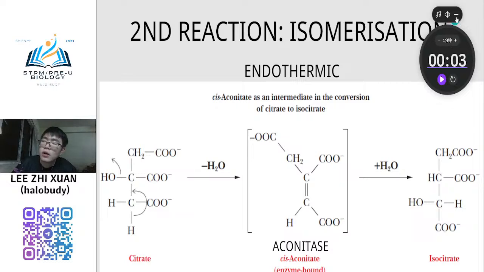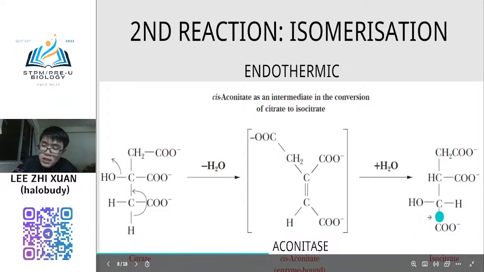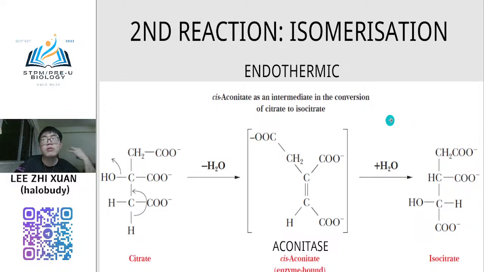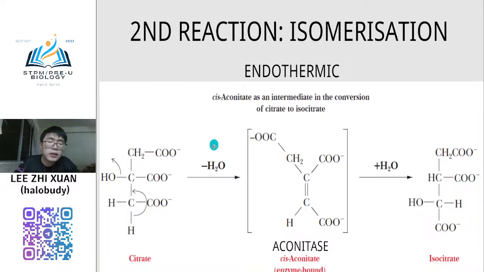Next reaction is isomerization. So what does it mean? Citrate is isomerized to form isocitrate. Isomerization means that the chemical formula still remains the same, just the molecular structure has changed. So how did it change? Another book doesn't say isomerization. Another book says dehydration and then rehydration. Dehydration is to remove.